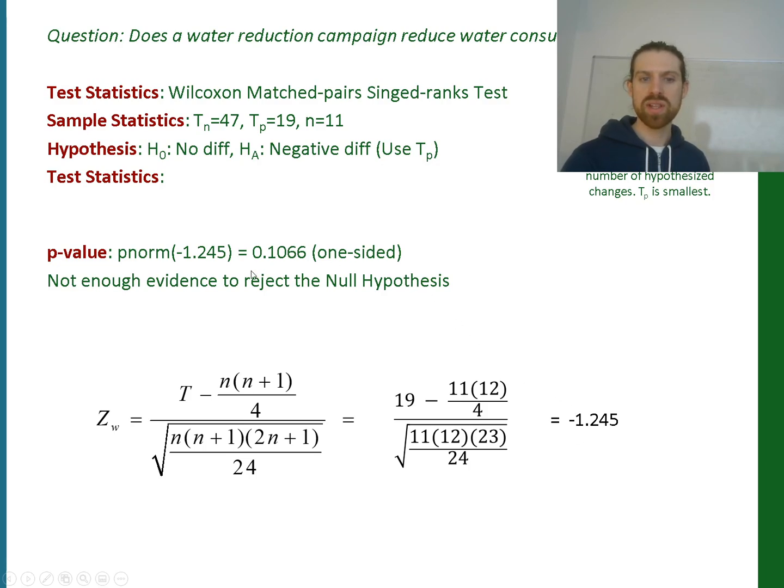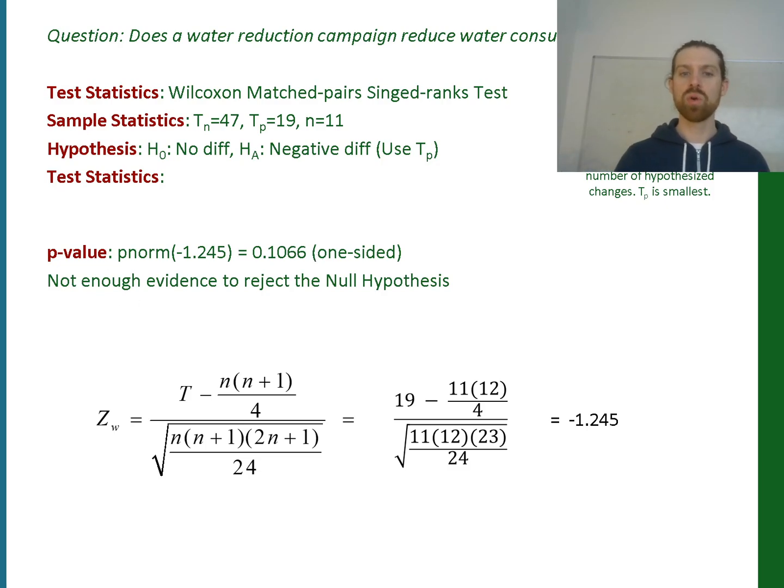As a consequence, we get a p-value of 0.1, which isn't below the 0.05 significance level that we're looking for, which means that we don't have enough evidence to reject the null hypothesis. So that's pretty clear that there wasn't a significant reduction in the water consumed. The result could just have occurred by chance. And as a consequence, we can't accept that the water reduction campaign had any significant impact.